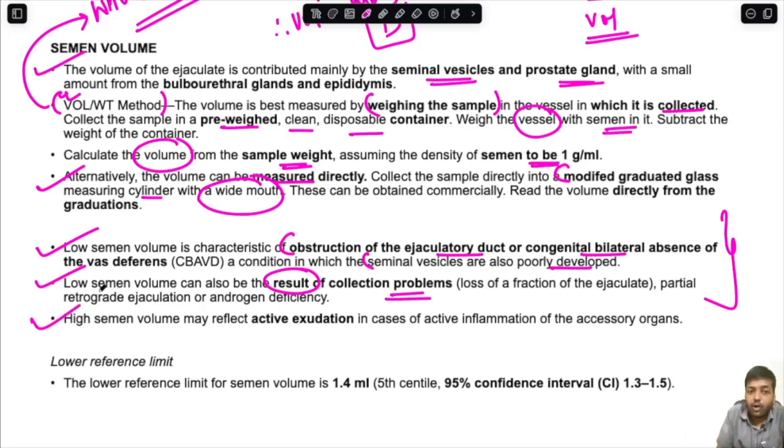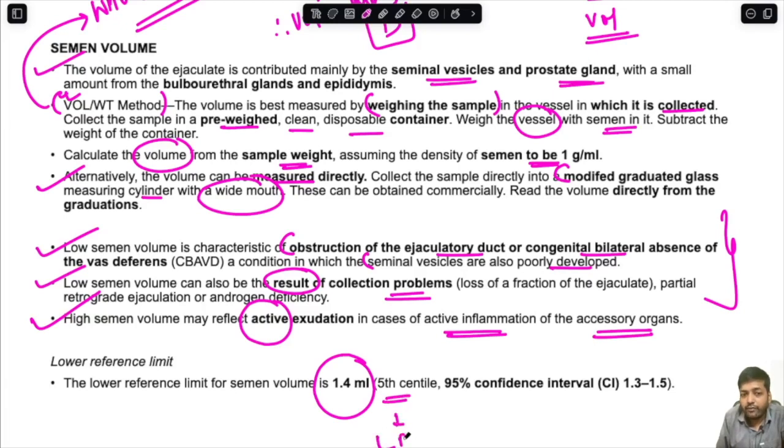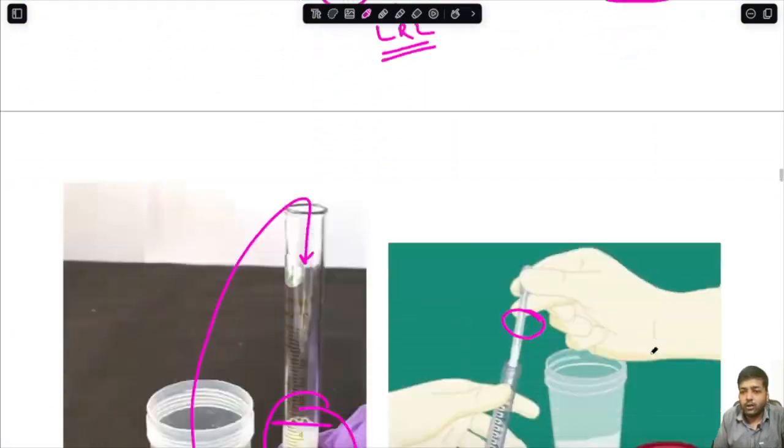A high semen volume may reflect active exudation in cases of active inflammation of the accessory organs. So what is the lower reference limit for the semen volume? As we have already seen, in the latest edition it is stated as 1.4 ml. That is the 5th centile, that is the lower reference limit. And the range for this lower reference limit, that is the 95% confidence interval, is between 1.3 to 1.5 ml. So this is about the semen volume.